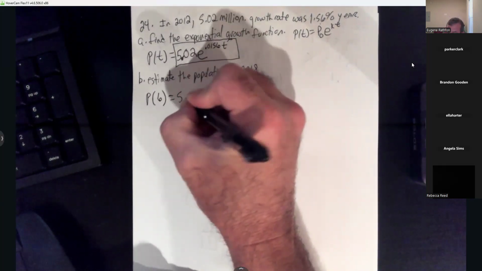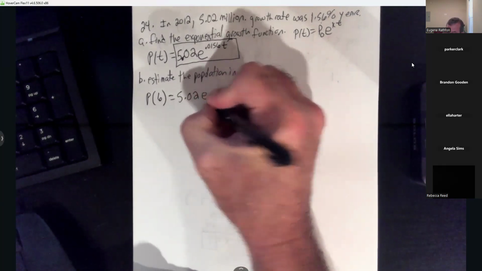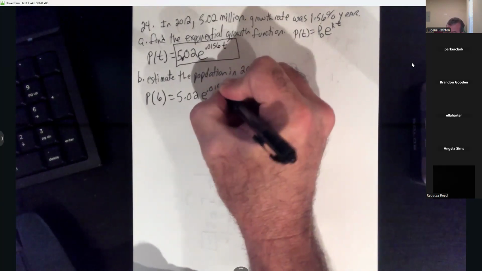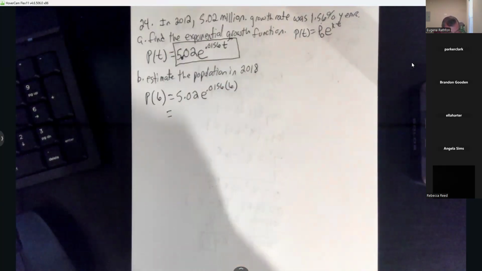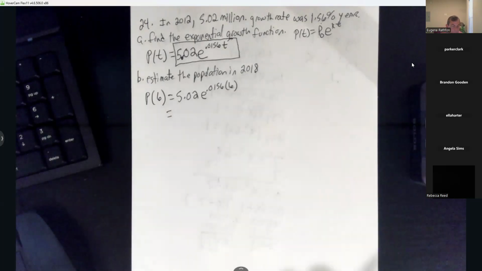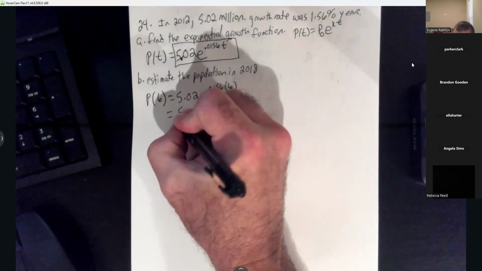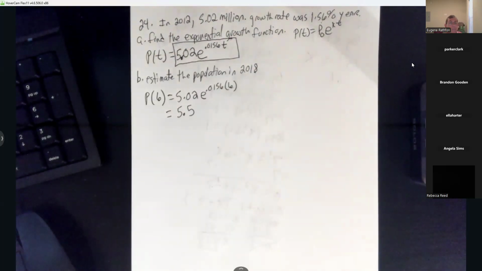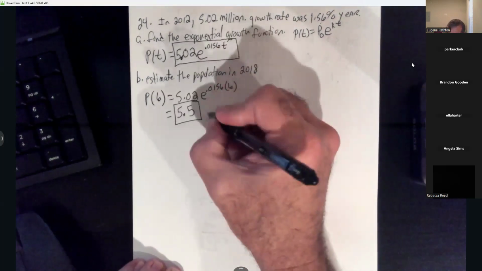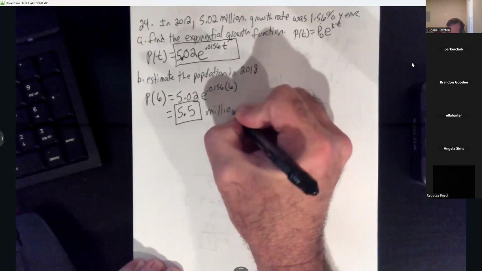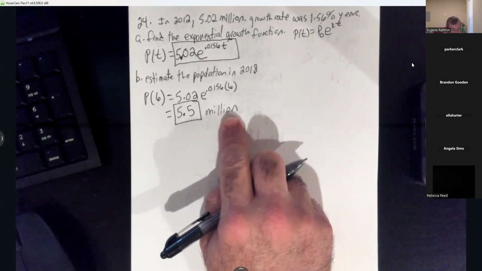That'll equal 5.02 times e to the 0.0156 times 6 years. Now let me see on this one. I'm going to round it to 1 decimal place. When I punched that in, I ended up with a 5.5. Now, all you're going to do is put in the 5.5. MathLab will already have the million there, okay?